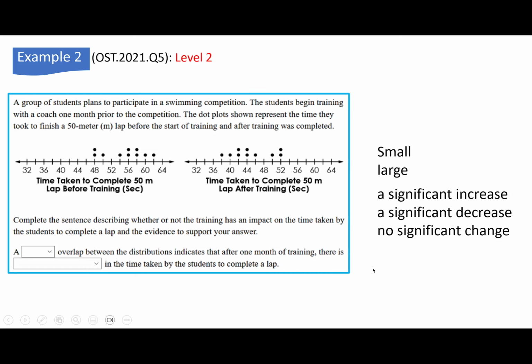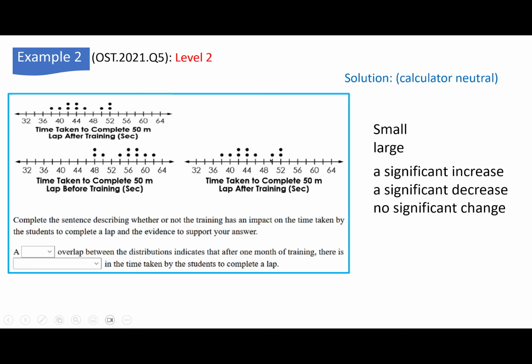So what I did is I took this graph and put it here. And you see now there is not that many overlaps. There is only 1 here, okay? And there's nothing here, okay? There's only 1. And you see all these numbers went smaller, went decreased, okay? So it's a small overlap between the distributions, indicating that after 1 month of training, there is a significant decrease. See, some of them finished in 38 seconds.